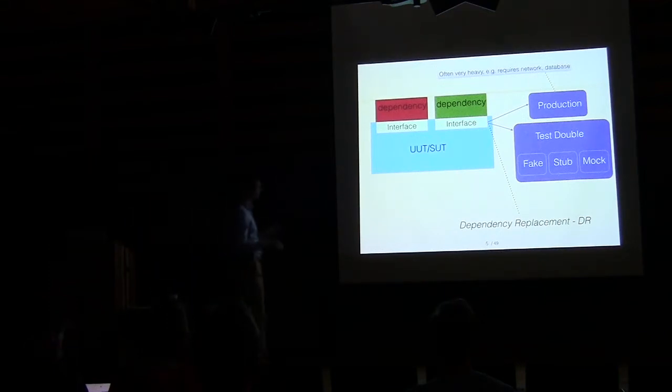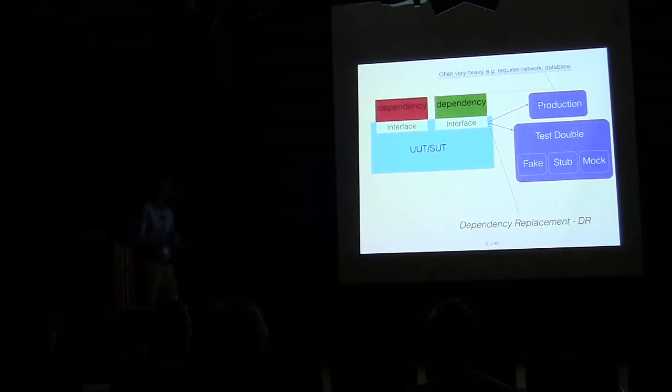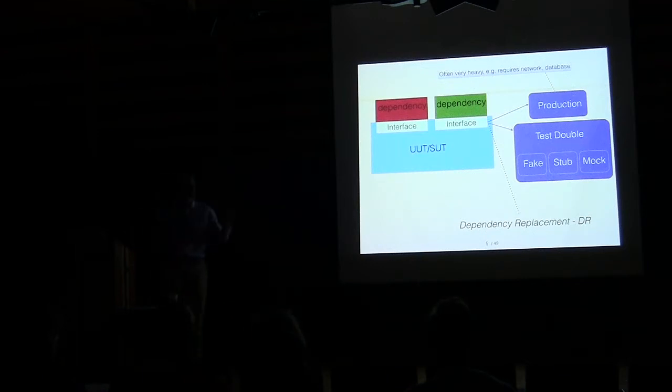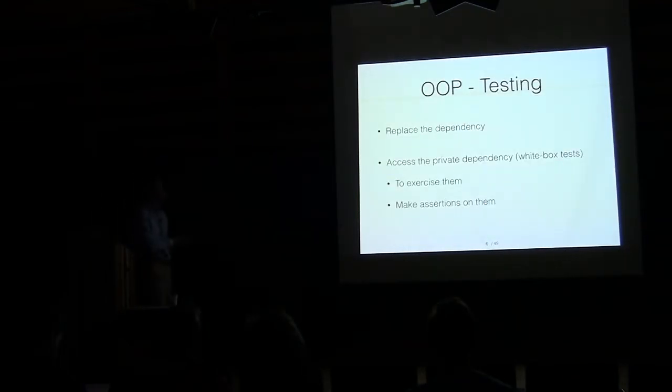So generally speaking, we have units or systems under test, and we have some sort of dependencies on other objects. These dependencies might be really heavy. Just imagine, for example, something which represents a network connection or a database connection. And in the unit test, what we want is to replace these dependencies with some sort of test doubles, because we want our tests to be fast. And we don't want to launch, for example, the whole database server, or we don't want to download the internet just because of unit testing, right? So that's the basics.